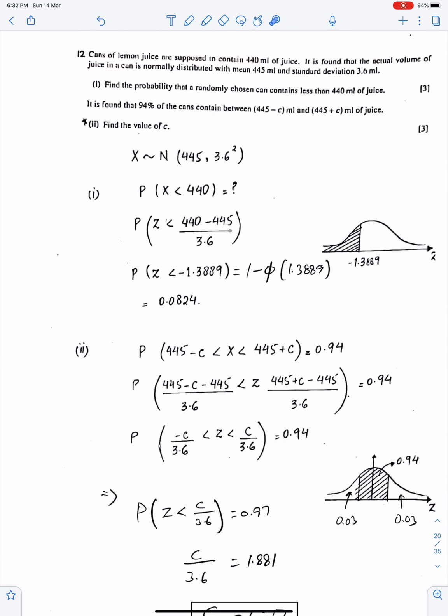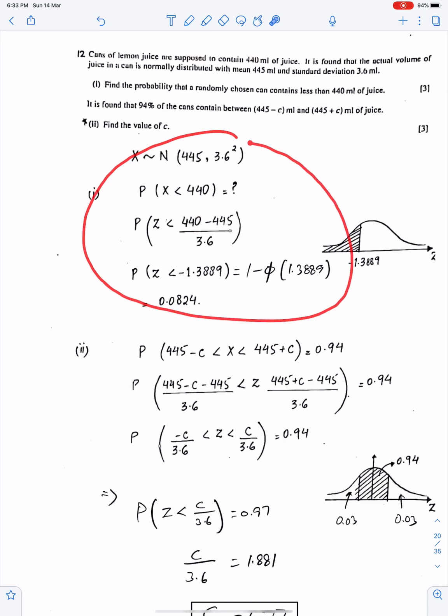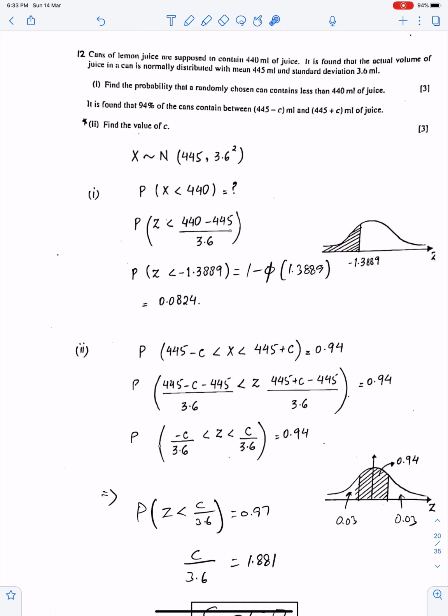First part, less than 440. So this is simple. This is a simple, straightforward question. Just solve this yourself. 94% of cans contain between this and this. Find C. Again, a simple question.